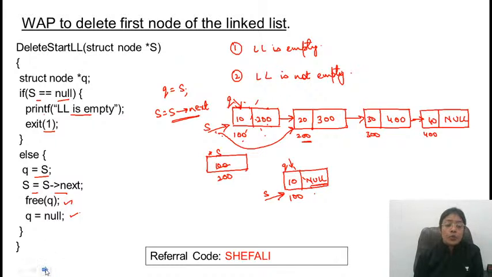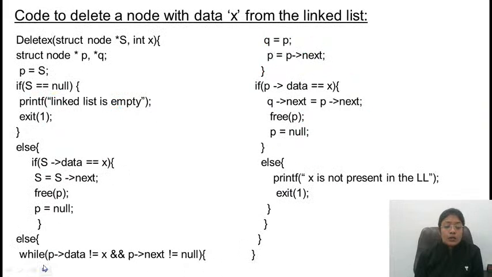Last node deletion is over. Now a random node from the middle has to be deleted. In that case, what needs to be done? Now we want to write code to delete a node with data x from the linked list. If you want to delete the node with data x, first of all you need to search for that node. You need to search for a node with data x.